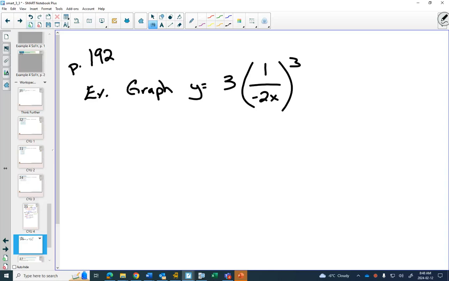graph this. Oops, I wrote it a little bit wrong. Sorry. I wanted to have this. Like that. And we're going to walk through the process. If you had a question like this on your test, what you would have to do and how you would go about graphing this. Okay?